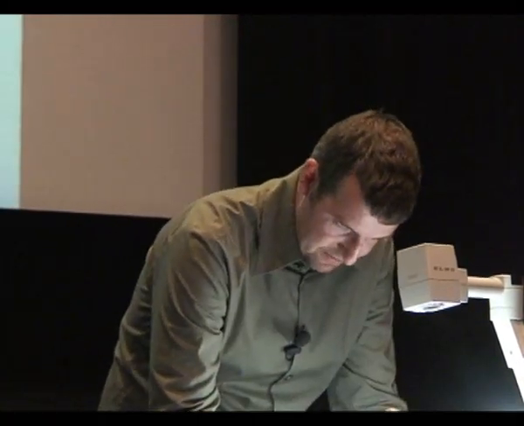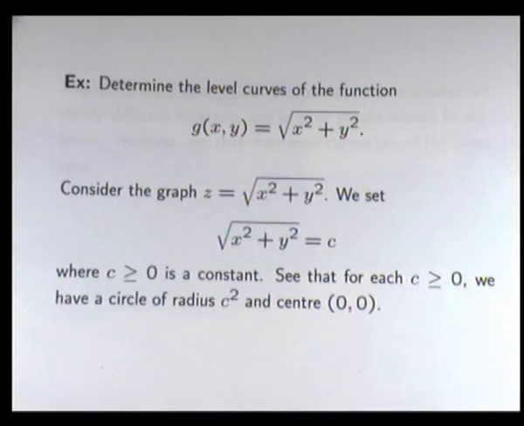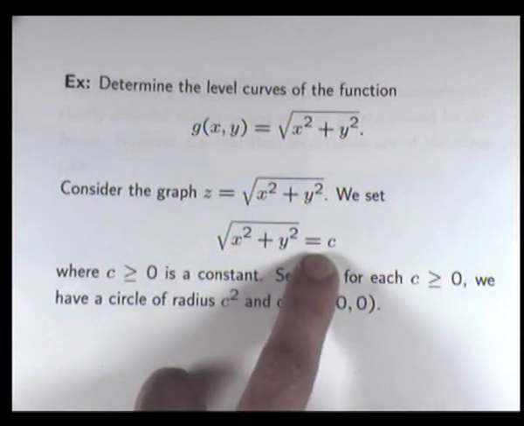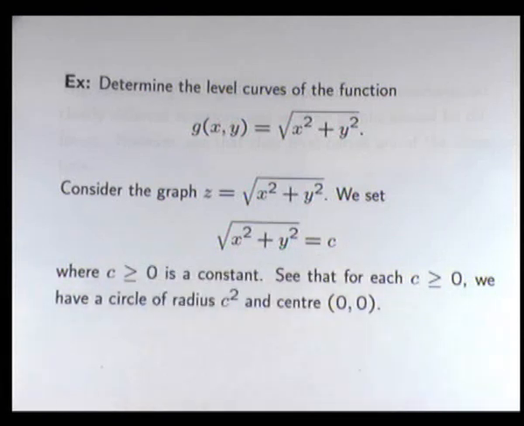So here's a similar problem, but it's slightly different because we have a square root sign. So does that change things? Well, again, we let f equal a constant and then choose different values for our constant and see what we come up with.